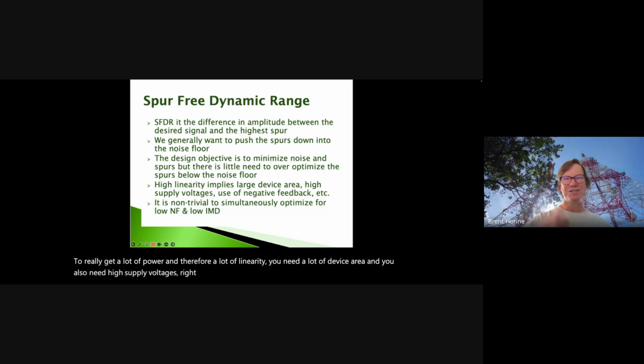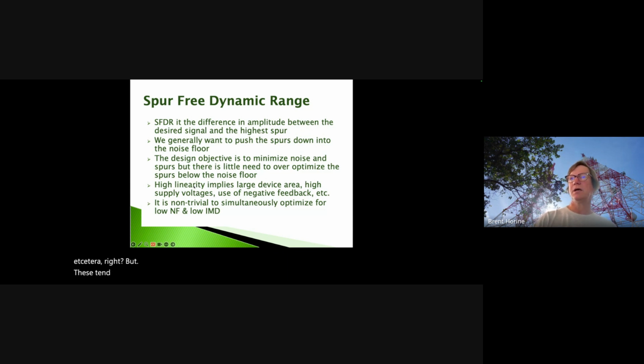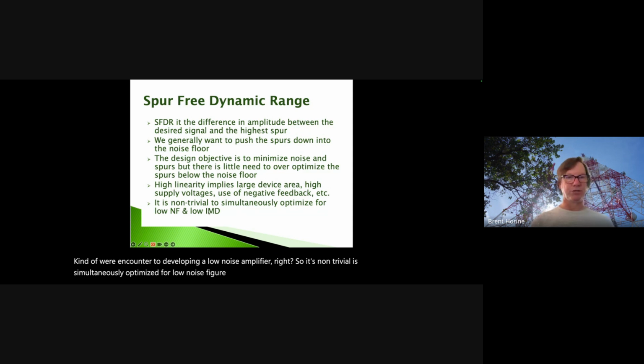So once your output signal starts hitting that output voltage, depending upon the class of amplifier you have, it's difficult to go beyond that, and you're going to saturate or clip, right? So you might take advantage of some negative feedback, etc., right? But these tend to run counter to developing a low noise amplifier, right? So it's non-trivial to simultaneously optimize for low noise figure and low intermodulation distortion.